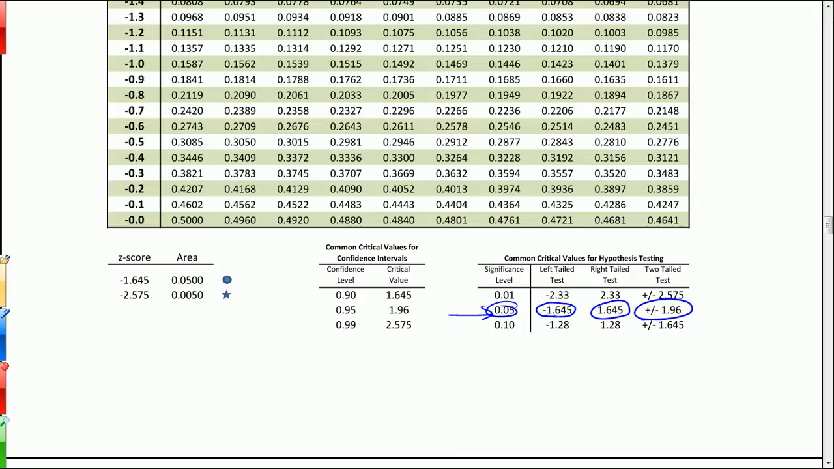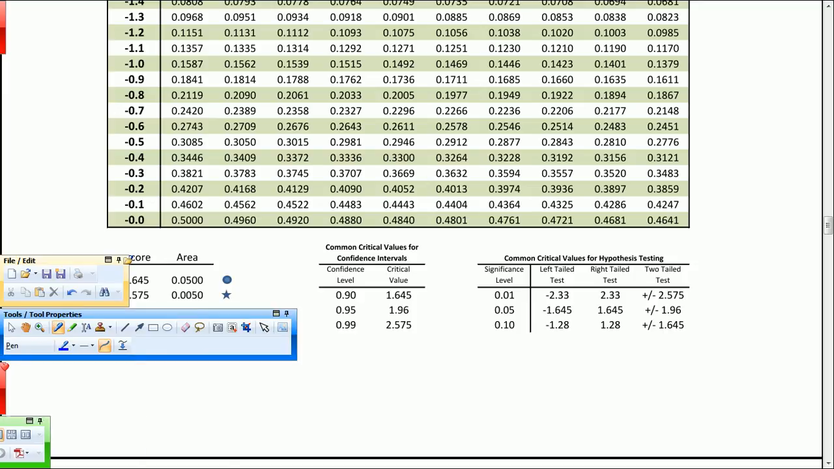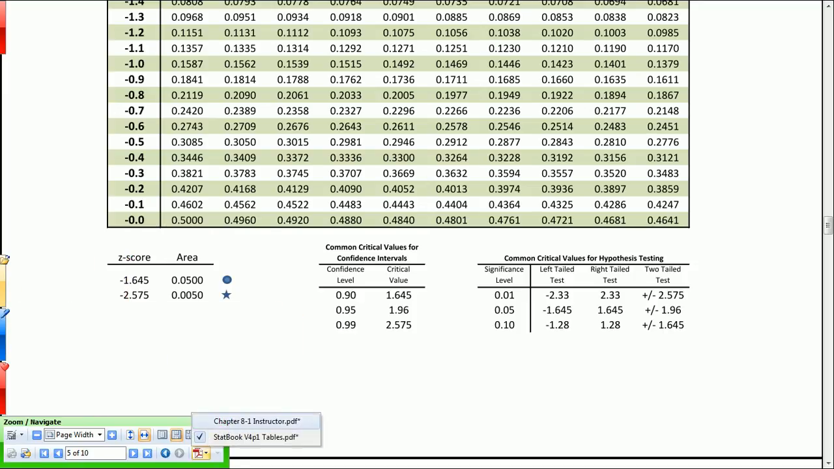So you have this sort of cheater table, so you don't have to go through that whole process of looking for values inside the table. And we have our three popular significance levels, 0.01, 0.05, and 0.1. So that's going to help us out. It's going to save a lot of time.